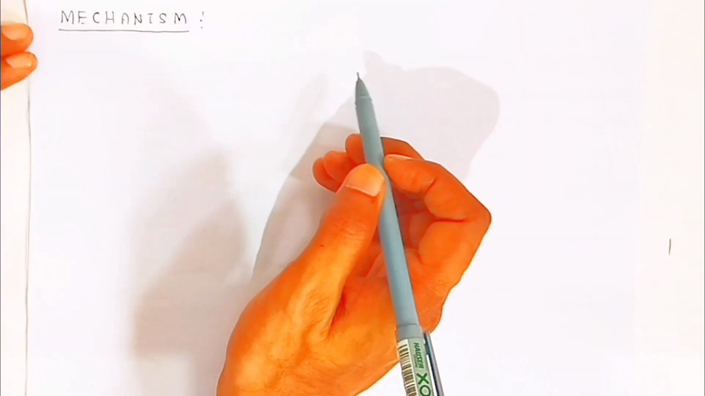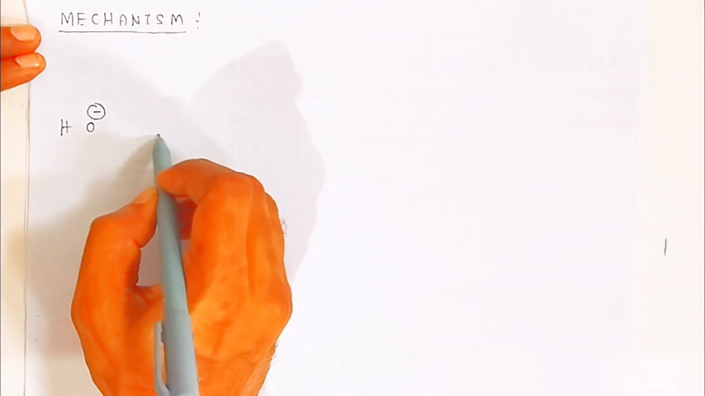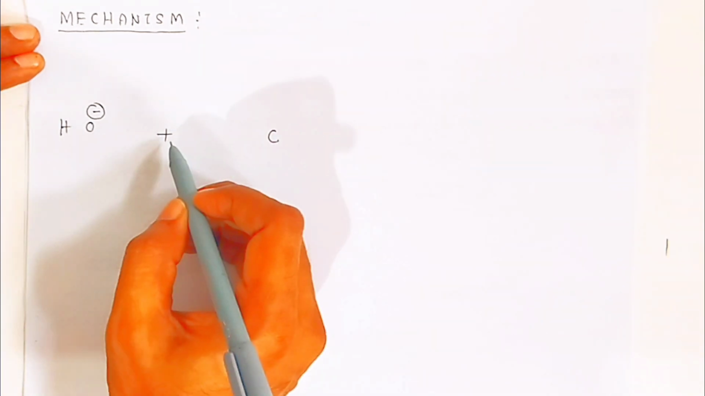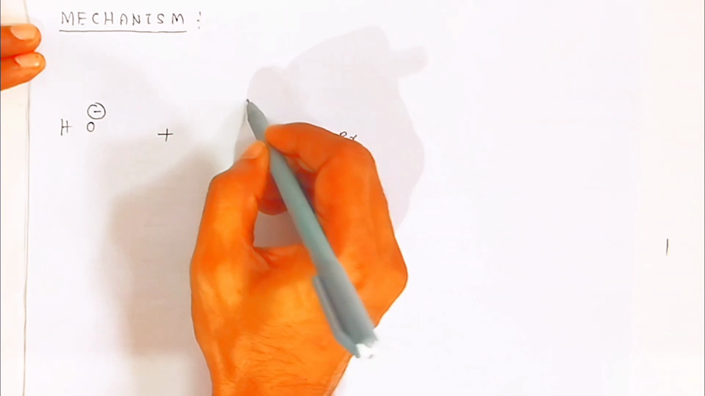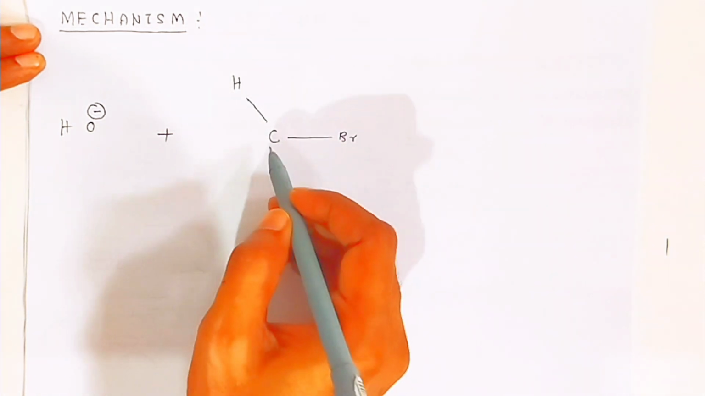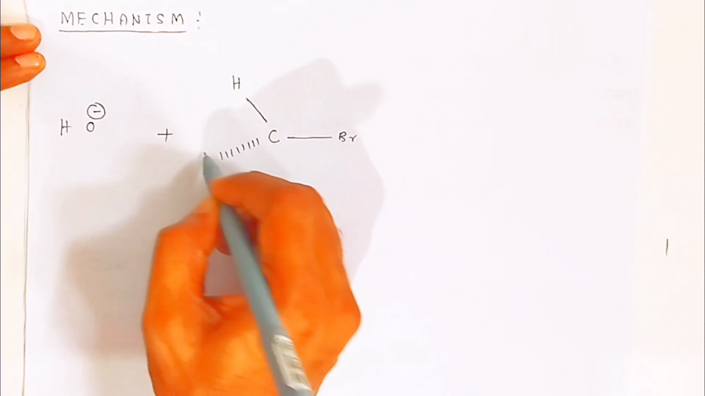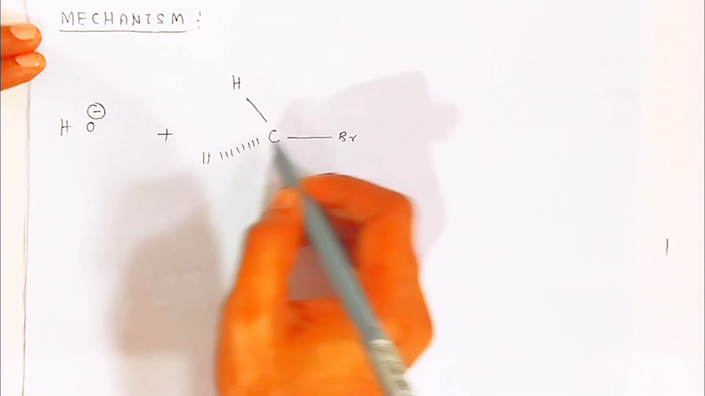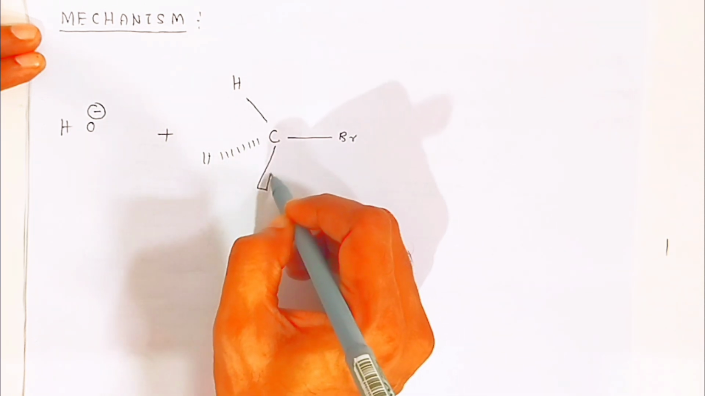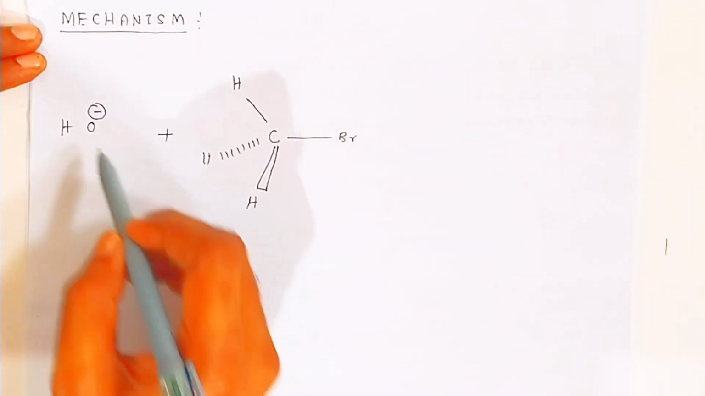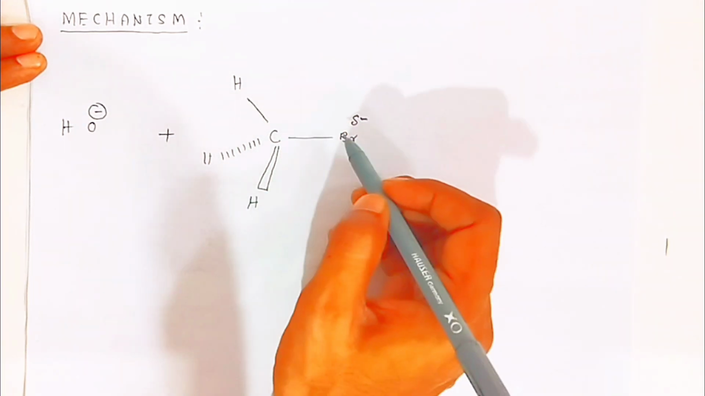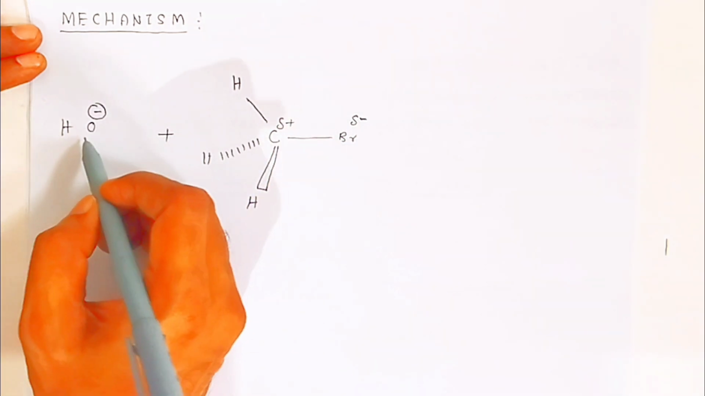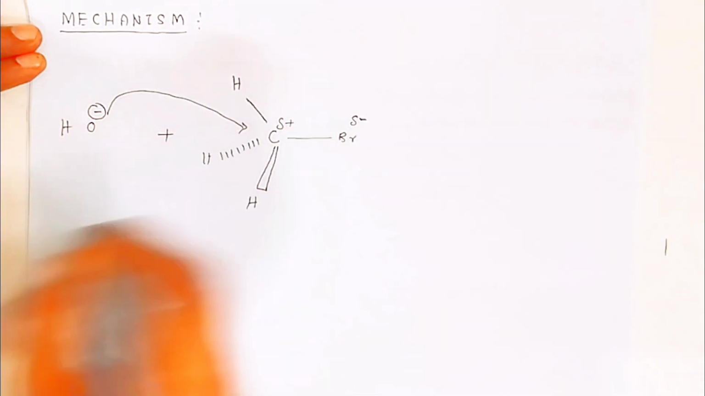So I have told you, students, the hydroxyl ion, that is OH minus, this negative nucleophile, will attack methyl bromide from the backside. So this is your methyl bromide. This is the backside hydrogen. These two, hydrogen and bromine, will be on the plane, and this hydrogen will be on the front side. Now what happens, students? This bromide will carry a partial negative charge and the carbon of the methyl bromide will carry a positive charge. So this hydroxyl, that is the nucleophile, will attack the carbon of the methyl bromide from the backside.